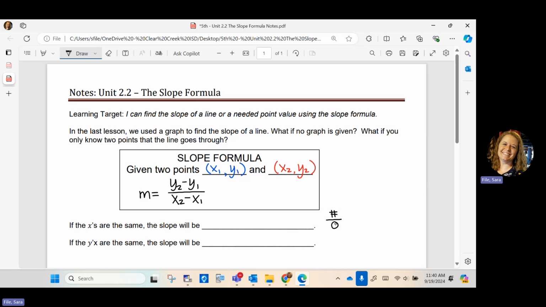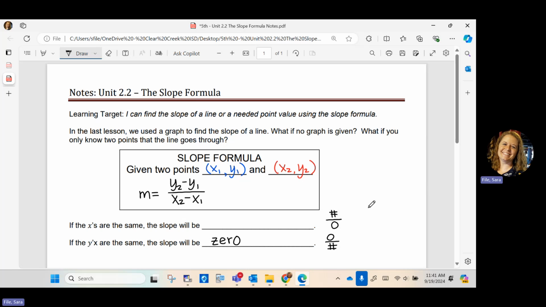If you don't know yet, that's okay. Let's think about the other way. What if the y's are the same? If the y's are the same, your 0 would be on top, and you'd have some number, the change in x, on bottom. The difference is having a 0 in the numerator on top versus in the denominator, that means on bottom. If I had a calculator, I could do 0 divided by a number, and it's going to tell me my answer is 0. So 0 divided by a number is 0. So if your y's are the same, your slope is 0.